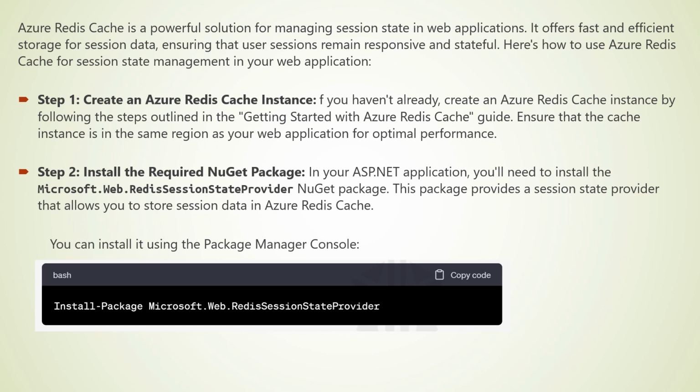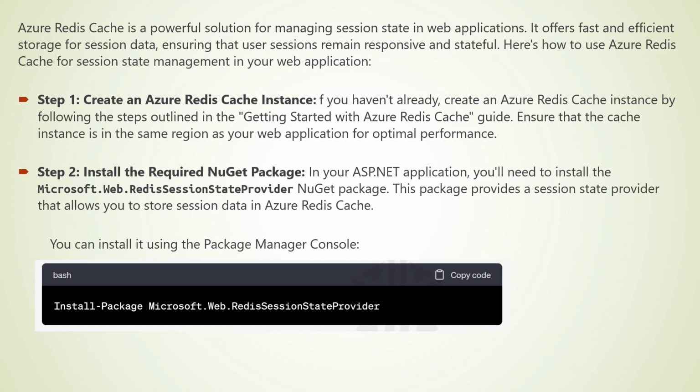Step 1. Create an Azure Redis Cache instance. If you haven't already, create an Azure Redis Cache instance by following the steps outlined in the Getting Started with Azure Redis Cache guide. Ensure that the cache instance is in the same region as your web application for optimal performance. Step 2. Install the required NuGet package.